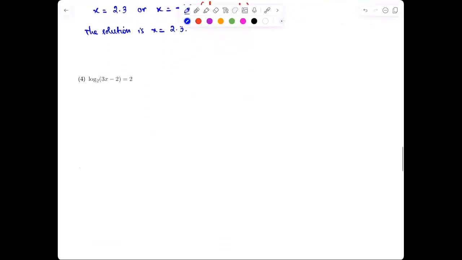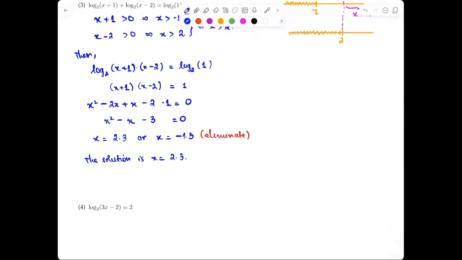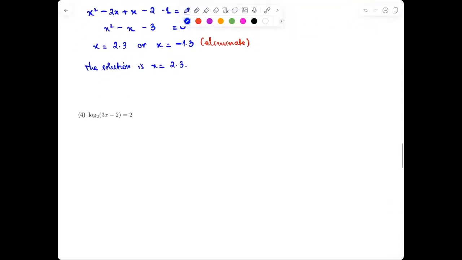Number 4. Any questions on number 3? Good. So number 4, again, first step, find the domain of the function. This is good for us. In this case, there's only one function to find. So 3x minus 2 greater than 0, or 3x greater than 2, or x is greater than 2 over 3. So only one domain.